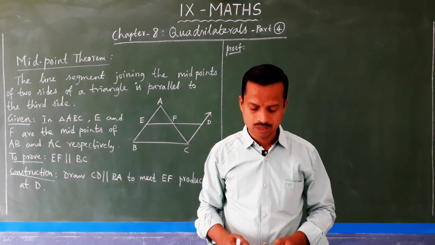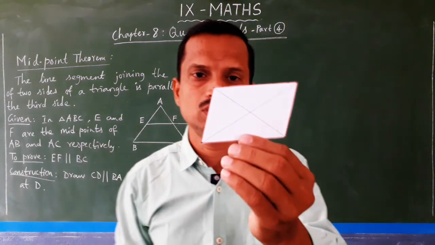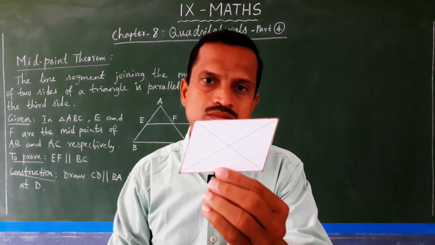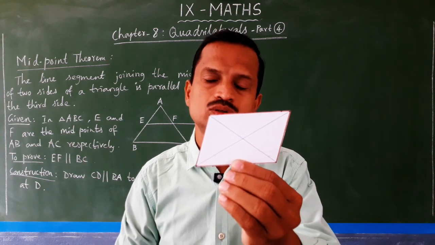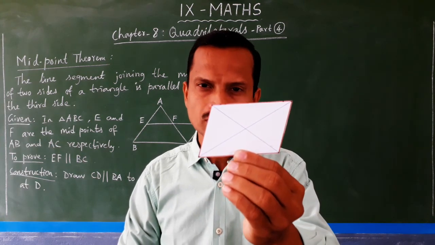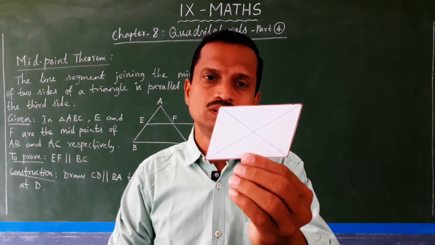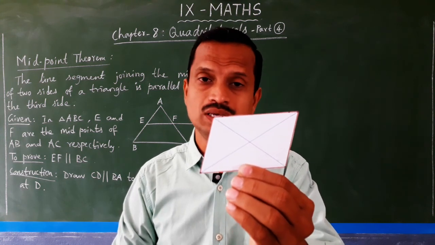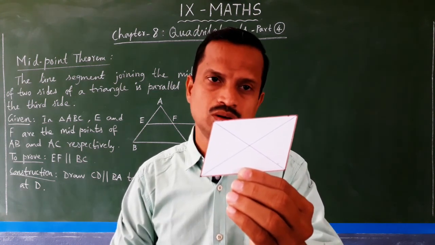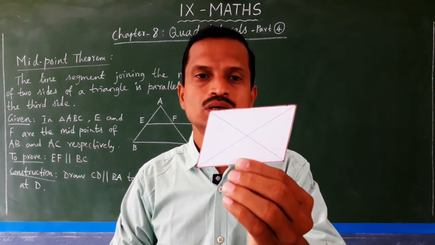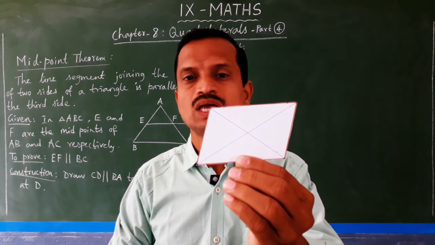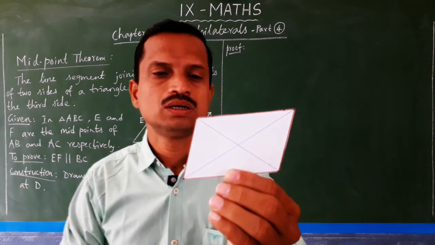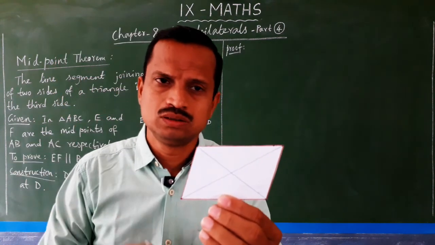We saw one theorem. In the parallelogram, you know the property: two pairs of opposite sides are there, and they are parallel and equal. And now the theorem says, if a pair of opposite sides of a quadrilateral is equal and parallel, then we can say that quadrilateral is a parallelogram. So that is the sufficient condition.